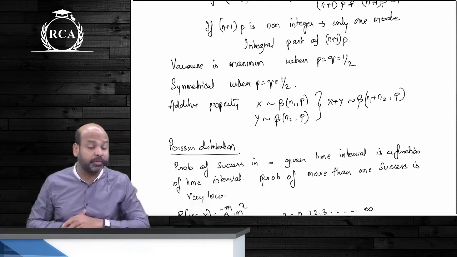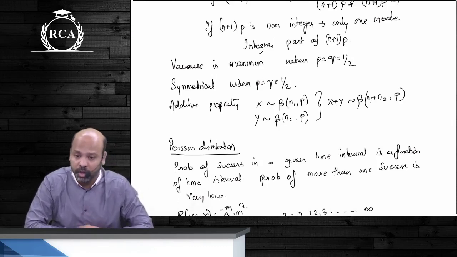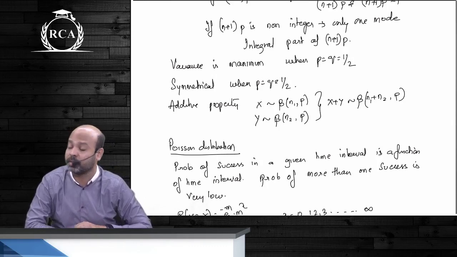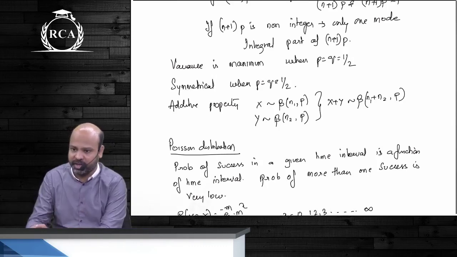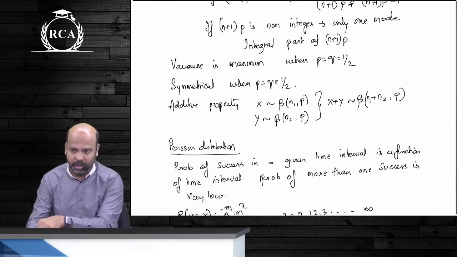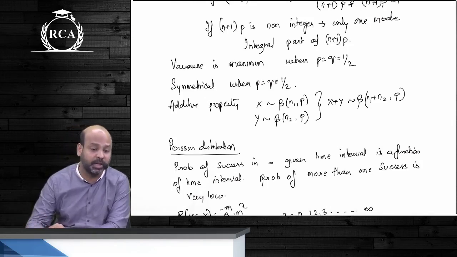How will you remember? P for Poisson, P for positive skewness. Poisson is always and always positively skewed, and Poisson has a very, very small probability of success. Obviously, when I say very, very less, will it be more than 1/2 or less than 1/2? So when p is less than 1/2, Poisson distribution and binomial distribution will have similar skewness.